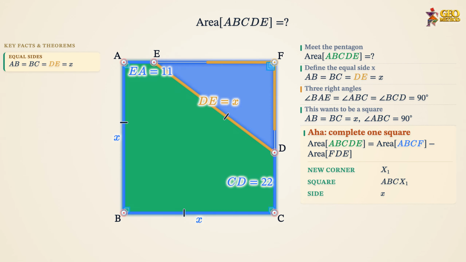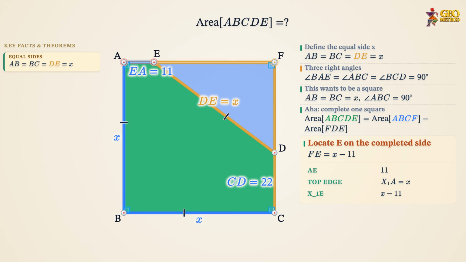Aha! Add the missing corner F and draw segment FA and segment FC. Corner F turns ABCDE into square ABCF minus triangle FDE. The original green pentagon is now one clean subtraction.